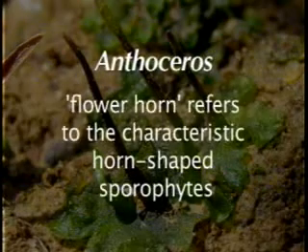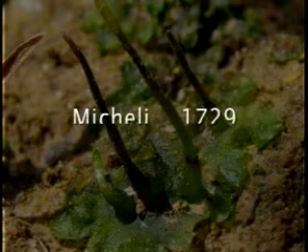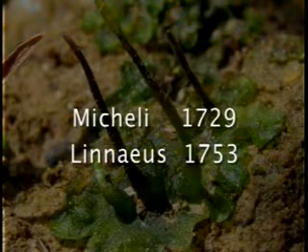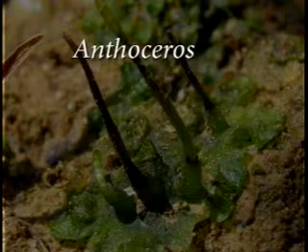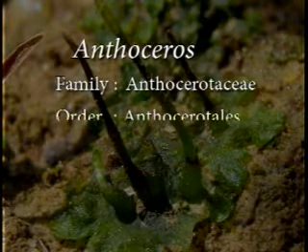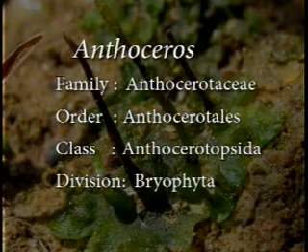Today I will be talking about the genus Anthoceros. The name Anthoceros means flower horn and refers to the characteristic horn-shaped sporophytes that all hornworts produce. The genus Anthoceros was first established by Lee as early as in 1729 and later was adopted by Linnaeus in 1753. As far as the systematic position of this genus is concerned, it belongs to family Anthocerotaceae, order Anthocerotales, class Anthocerotopsida, which belongs to division Bryophyta.